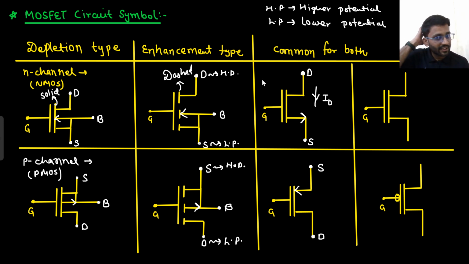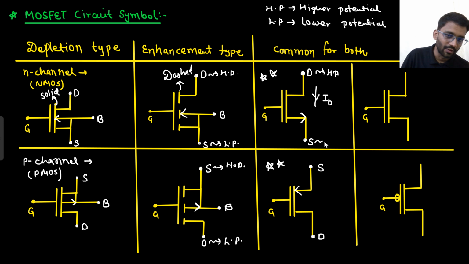So this is the most general circuit. In 99.95% cases, this will be used. You will see this kind of circuit in 99.95% cases. And here, this is the higher potential. This will be the lower potential. If you know the absolute potential of drain and source, then you can identify drain and source on your own.